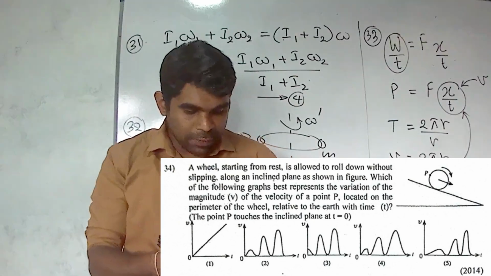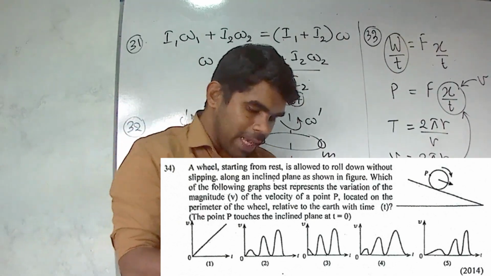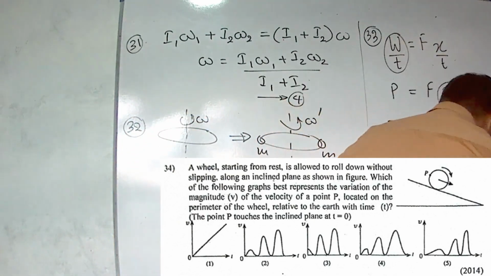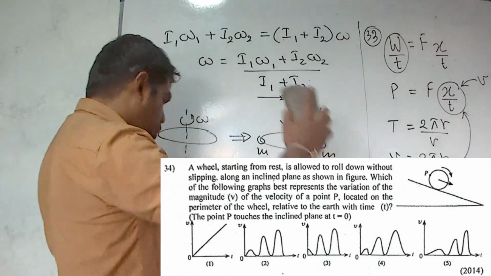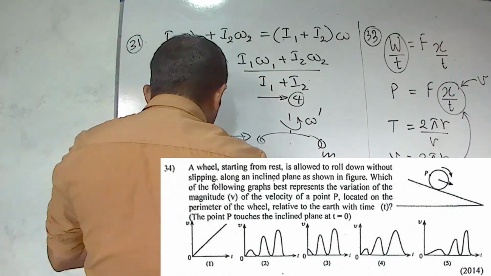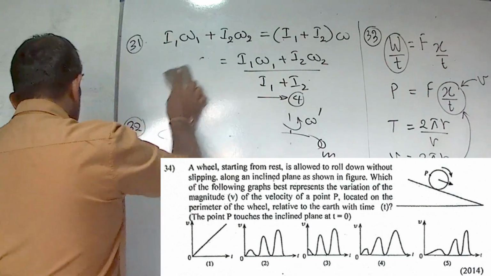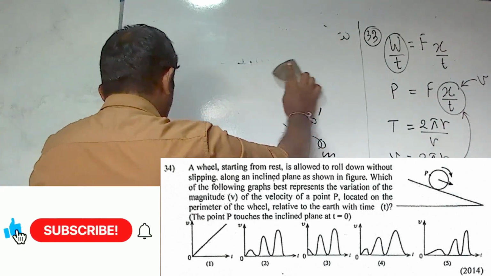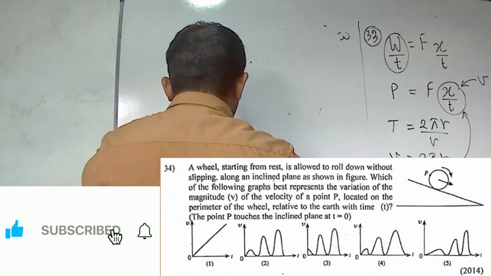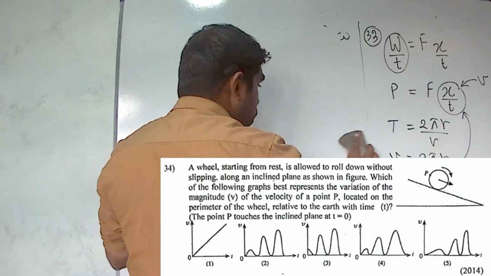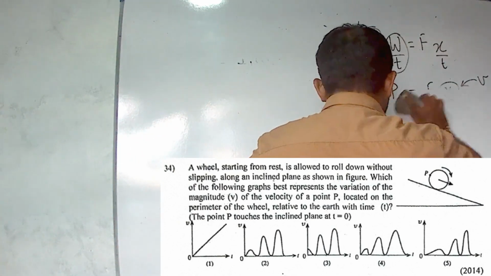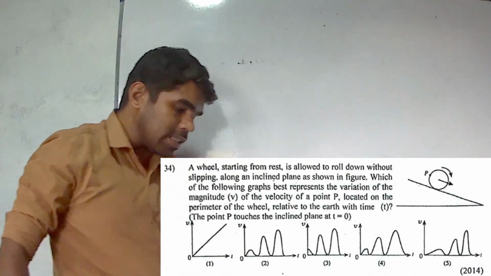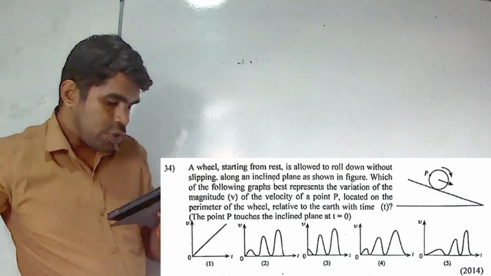Then question number 34. A wheel starting from rest is allowed to roll down without slipping along an inclined plane as shown in the figure. Which of the following graphs best represent the variation of the magnitude v of velocity of point P located on the perimeter of the wheel relative to Earth with time t? Within the bracket they have given that the point P touches the inclined plane at t equals 0.